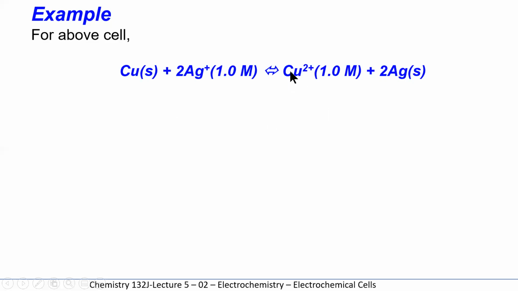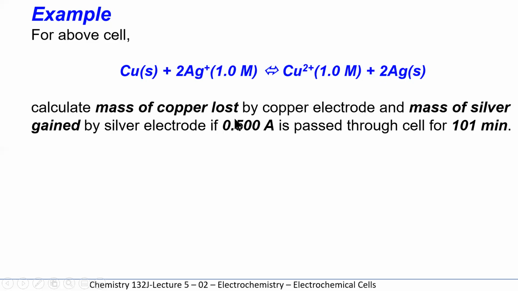So now, to show you how a problem is done, here is an example of copper changing into copper ions. So copper is being oxidized, silver is being reduced. We're going to calculate the mass of the copper that is going to be lost by the copper electrode and the mass of the silver that's gained by the silver electrode if we pass a current of 0.5 amps through the cell for 101 minutes. So remember, charge equals current times time.